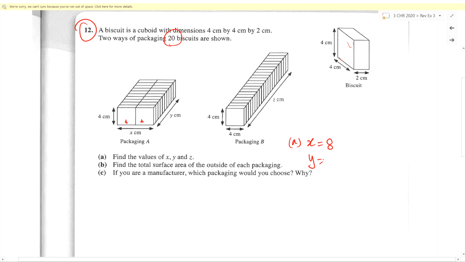Next, the value of y, over here. Since we know that there are 10 biscuits, because we have a total of 20, we divide them into 2 groups. So there must be 10 on one side. So 10 times 2 cm, we get 20. So the thickness in packaging A will be 20 cm. Whereas for packaging B, our z value will be 20 biscuits times 2 cm, and we get 40.